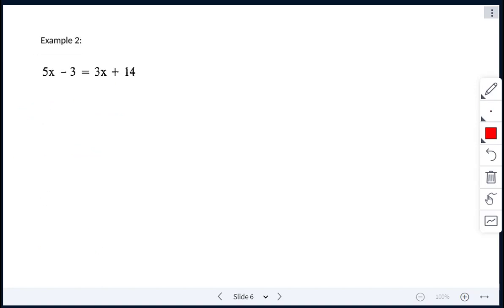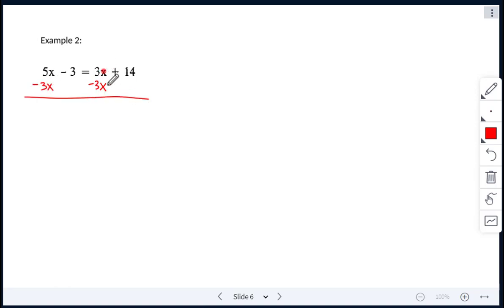All right, so here we have our second example. We have 5x minus 3 is equal to 3x plus 14. Again, we have an x on the left side. We have an x on the right side as well. So we want to bring this 3x over to the left-hand side so that we can collect the like terms. It's a positive 3x, and we want to bring all of it over to the left side. So we're going to subtract 3x on both sides. We're bringing all of that over.